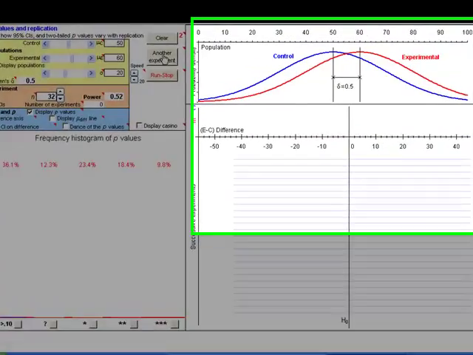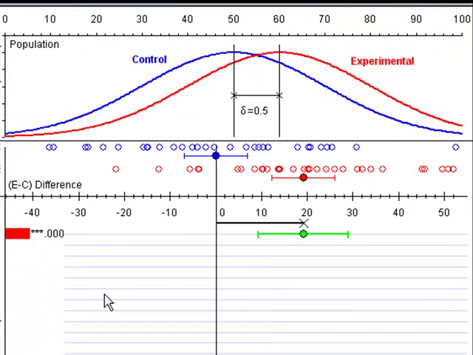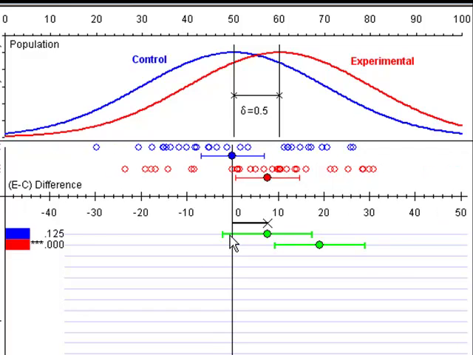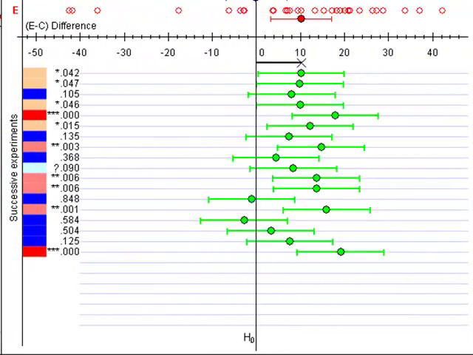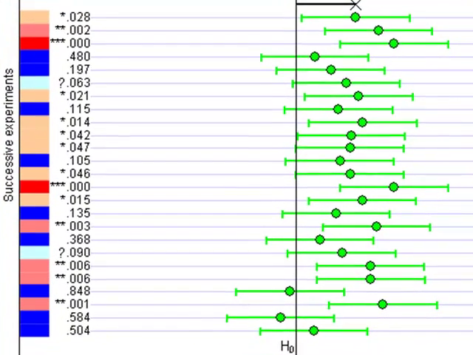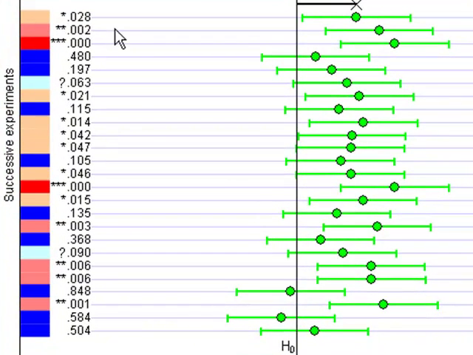Now, p-values. Run an experiment. Here's its two-tailed p-value. The confidence interval does not include 0, so p is less than 0.05. Another experiment. The interval does include 0, p is greater than 0.05. Run many experiments and look at these p-values. They're anywhere from 3 stars to 0.48, 0.58. It seems you can get just about any p-value.